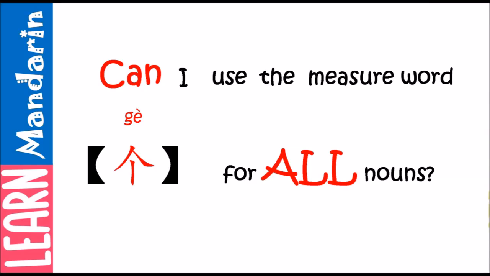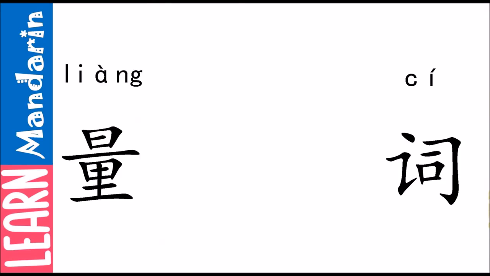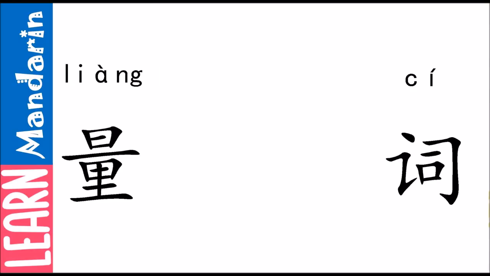Now, I have one question that I think most of you can relate to. Can I just use the measure word 个 for everything, especially if I don't know which is the appropriate or proper measure word to use? Well, according to the article that I read, it is a wise move, but it is not highly recommendable. Why? Because measure words are created for a lot of reasons, as I mentioned a while ago.